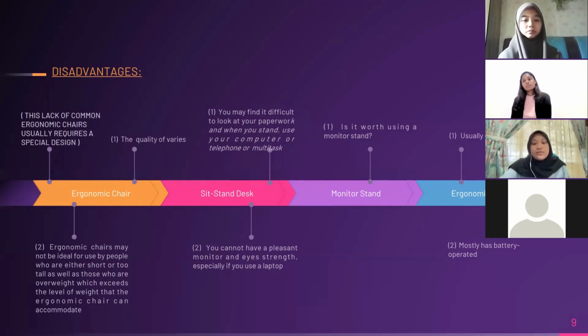The second one is that ergonomic chairs may not be ideal for people who are either too short or too tall, as well as those who are overweight and exceed the weight that the ergonomic chairs can accommodate. Such people certainly feel awkward when using an improper chair. The absence of these typical ergonomic chairs frequently requires a special design.